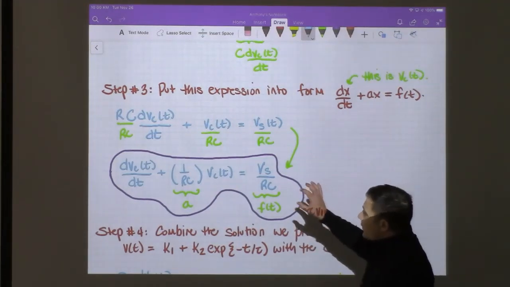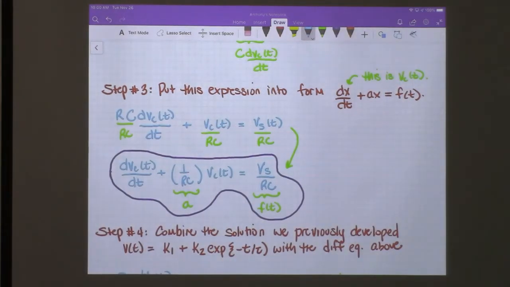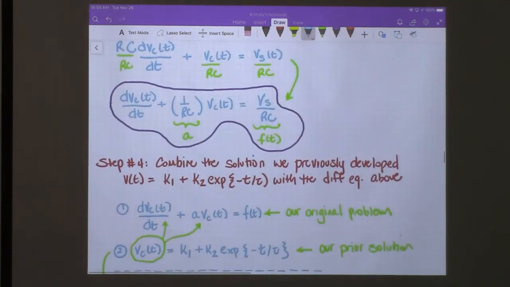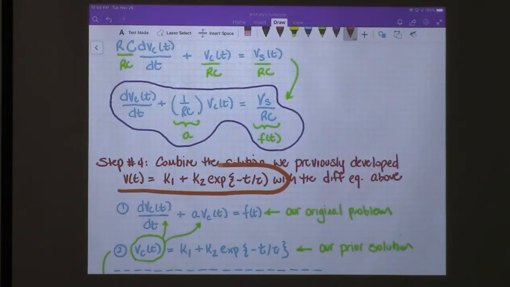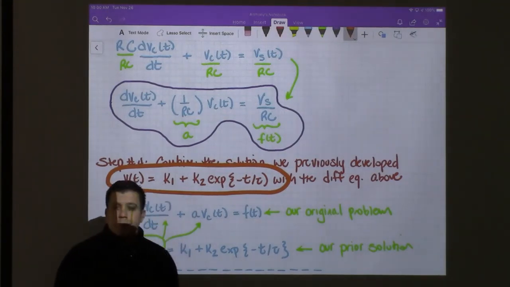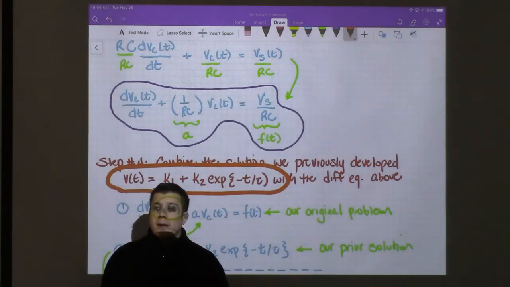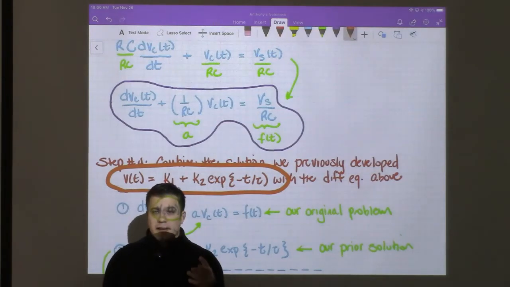So now that we have the form that we want, let's combine the solution that we came up with previously with the differential equation above. The solution we came up with previously was this: the state will be equal to K1 plus K2 e to the negative t over tau. So we know the form, but what we still need to do is figure out what is the K1, what is the K2, and what is the tau.